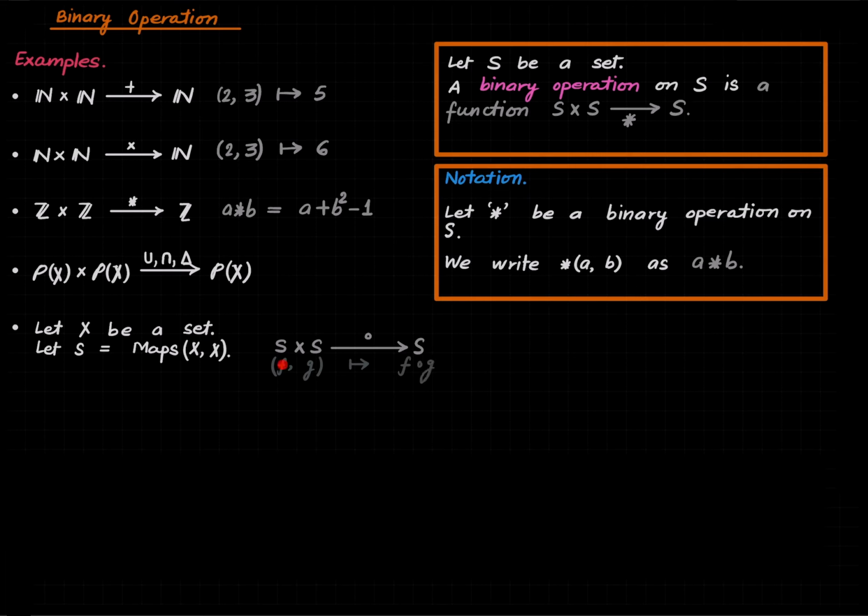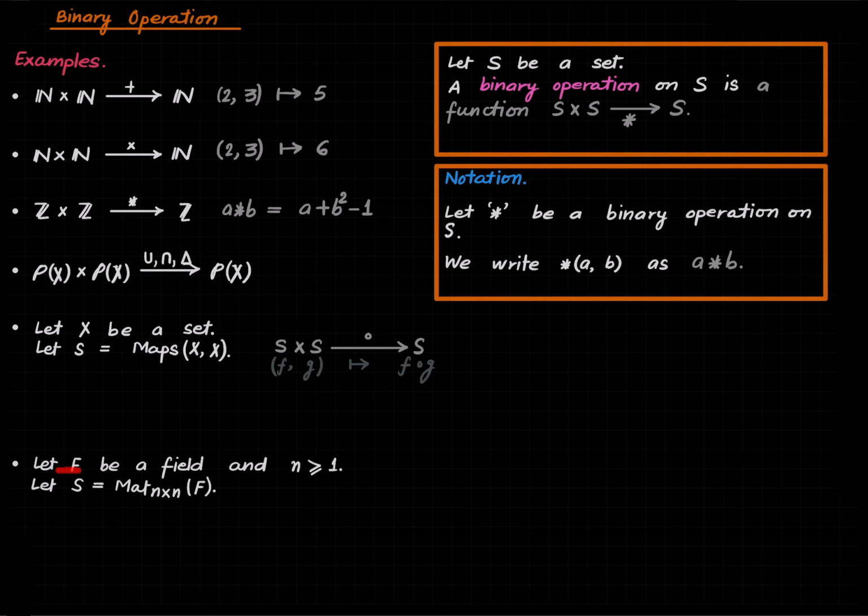F is a function from X to X, G is a function from X to X, so we can certainly compose them. And the composite function will also be a function from X to X. So this is a bona fide binary operation on the set of all the functions from X to X. Very nice. And one more example. This is the last example.